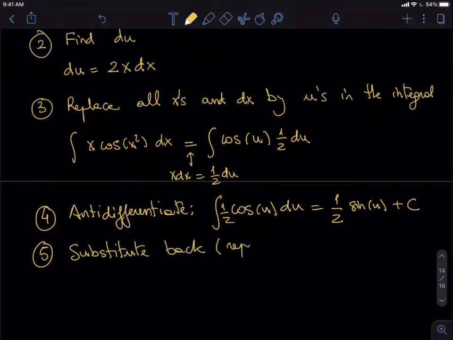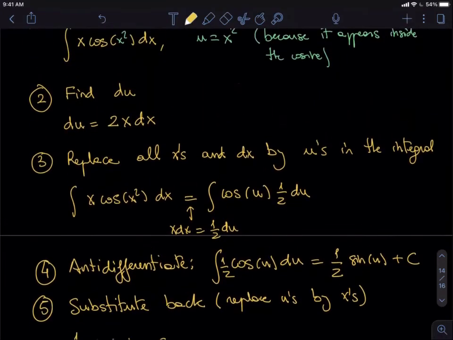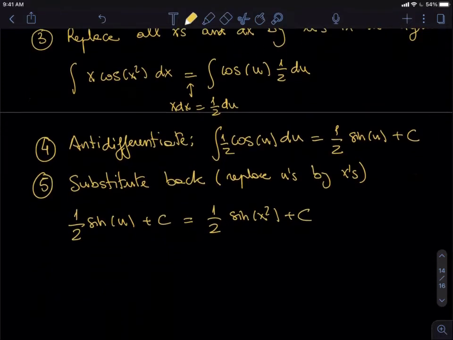Which means replace u's by x's. So 1/2 of the sine of u plus c. Remember, u is x squared, so 1/2 of the sine of x squared plus c. And now we are done. Now we can confidently say that the integral of x cosine of x squared dx is 1/2 of the sine of x squared plus c, which is what we had in the beginning.